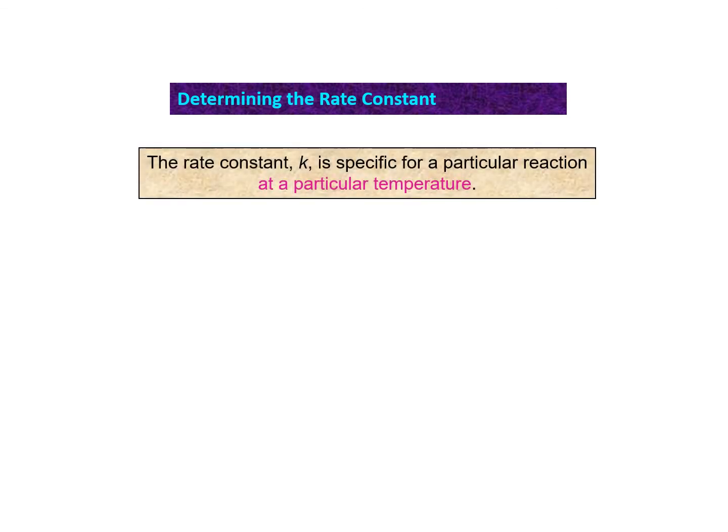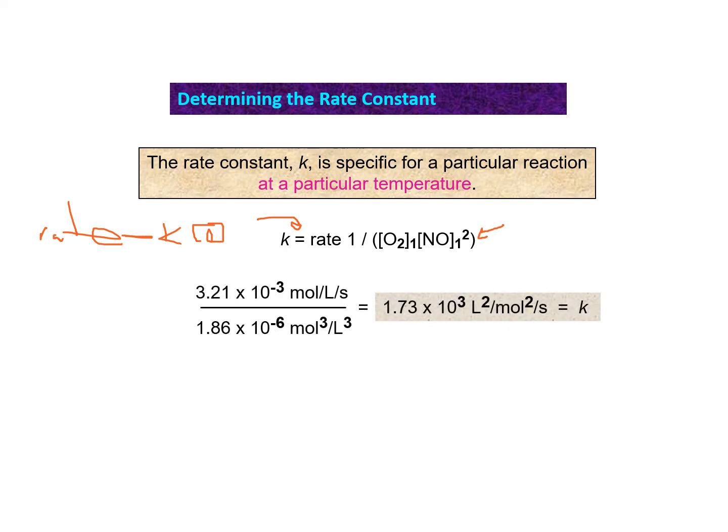So last thing here is to determine the rate constant. The rate constant k is specific for a particular reaction at a particular temperature. So all we've done here is rearrange the equation, because remember, it starts off by giving your rate as equal to k times all the bracket stuff. So we've just rearranged this here. So we've got k equals rate 1 divided by our rate law, if you will. And then it's just a matter of getting the data together. So there is rate 1, and then there's that concentration. And then away you go.